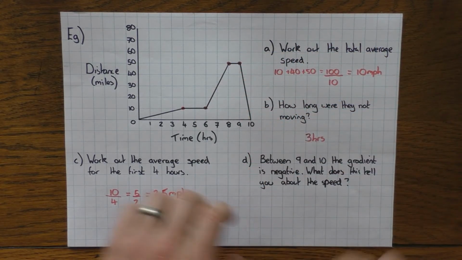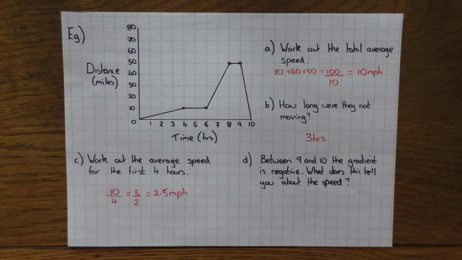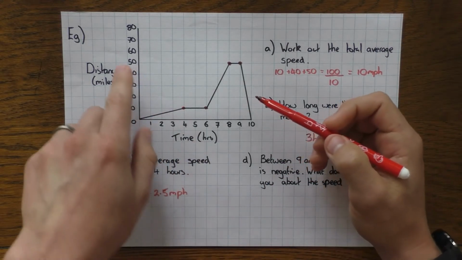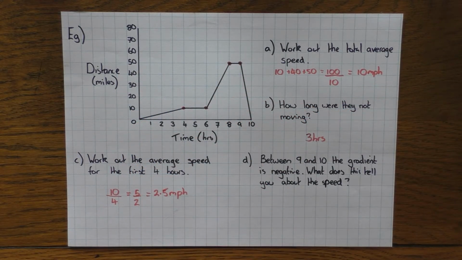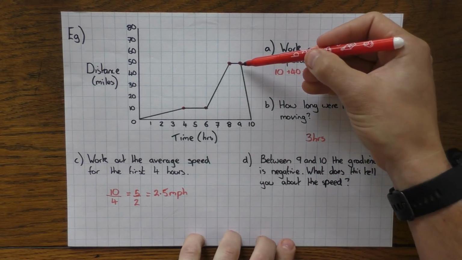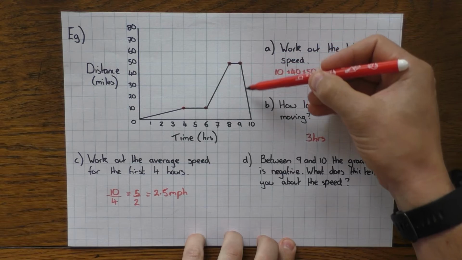This one is decreasing. What does this tell you about the speed? Now, in this case, it doesn't tell us anything about the speed. Okay, the distance travelled is 50, the time is 1 hour, so it would still be 50 miles per hour. However, what it does tell us is that it's a change of direction, it's coming home.